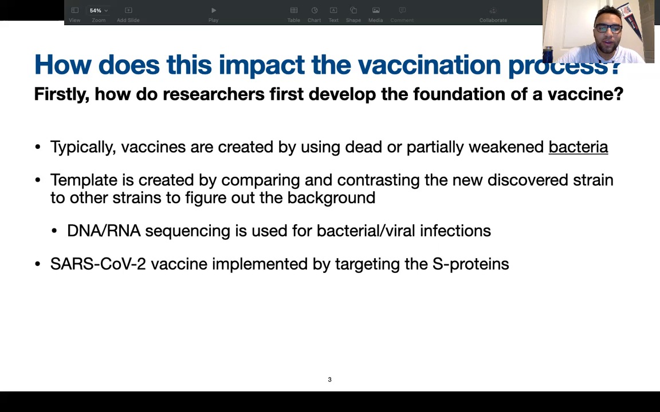But to make sure, you have to run the sequencing. And what they found is that it had strong ties to the coronavirus family, hence, it is a coronavirus. It's just a new, well adapted one. And lastly, the SARS-CoV-2 vaccine is implemented by targeting the S proteins. As mentioned before, this attacks the S proteins, but it goes to the S2 subunit and the S1 subunit, I guess.